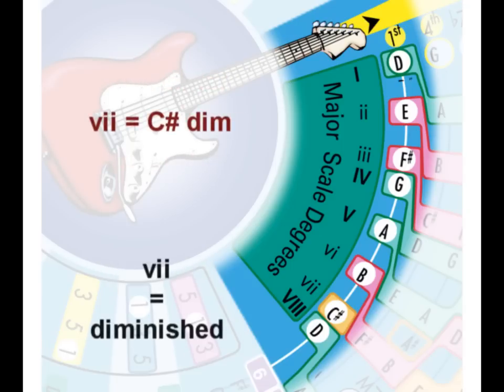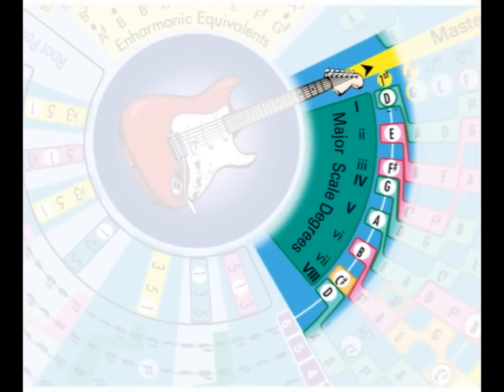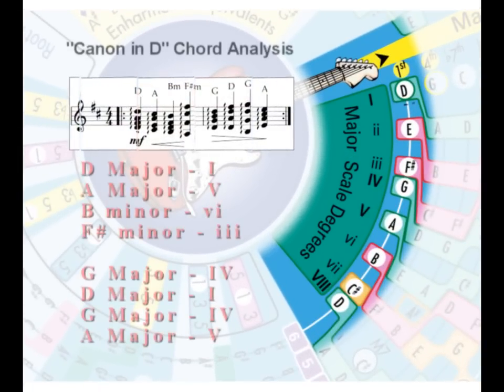Now, what I'd like to do is talk about the chords used in the Canon in D. Let's do some quick analysis. And we can tell here in the first bar of the song, our chords would be a D major, A major, B minor, and F sharp minor. So we would have a 1, 5, 6, 3 progression.